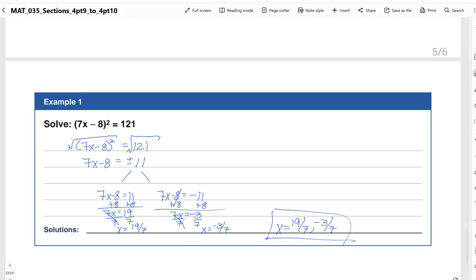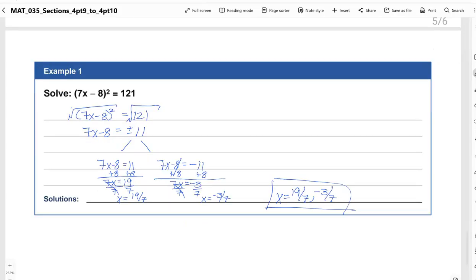So the thing to remember here is that I have to get the group squared by itself. I do not want to FOIL that out. It would be easier for me to take the square root of both sides and then solve.